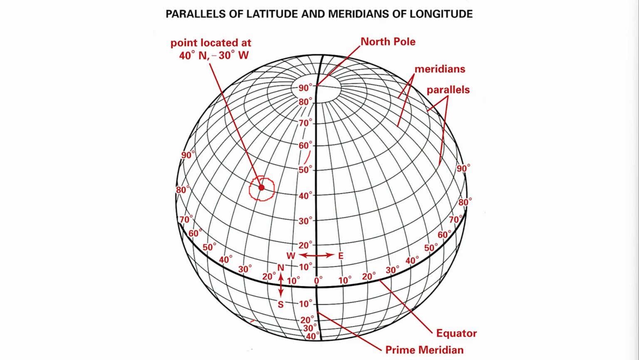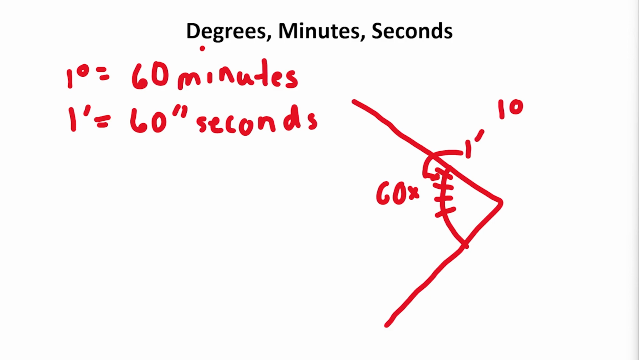What happens when we're not perfectly on a degree mark? Well, that's when minutes and seconds come in. Minutes and seconds allow you to effectively break up the degrees in order to make your measurement more accurate. Within a degree, 1 degree is equal to 60 minutes, and 1 minute is equal to 60 seconds. If we look at the drawing on our right, if we were to take 1 degree and split it 60 different times, each one of those 60 splits would be a minute. By making the unit of measurement smaller, we're making our accuracy greater.